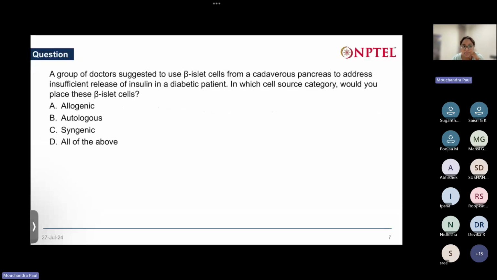A group of doctors suggested to use beta islet cells from a cadaverous pancreas to address insufficient release of insulin in a diabetic patient. So, in which cell source category would you place these beta islet cells? Allogenic, autologous, syngenic, or all of the above?